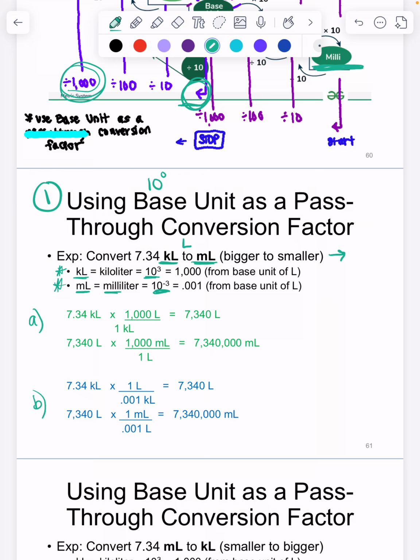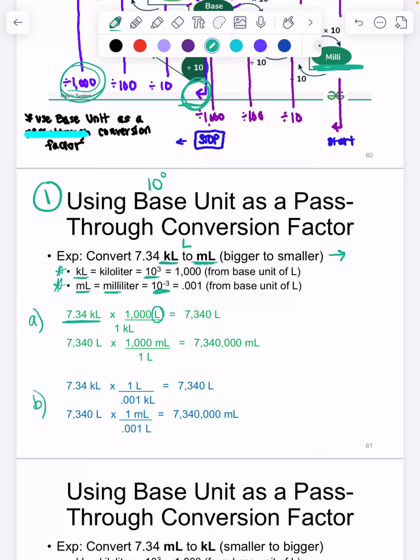So method A, you're starting with 7.34 kiloliters, and you want to convert first to liters. So this is what I mean when we're using our base unit. I am putting it in liters before milliliters. I just think it's easier because the conversion factors are more consistent.